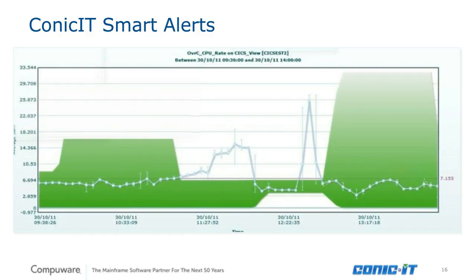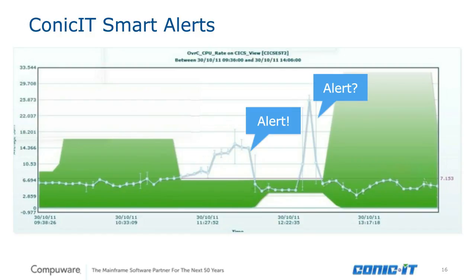And there's two anomalies here, right? We made this prediction, which is a green highway, and the system has gone above it in two instances. And the question is, what should the system do? ConicIT would gather this information from your existing monitors and then make the decision on what it should do. For example, should it alert here? Or should it alert there?